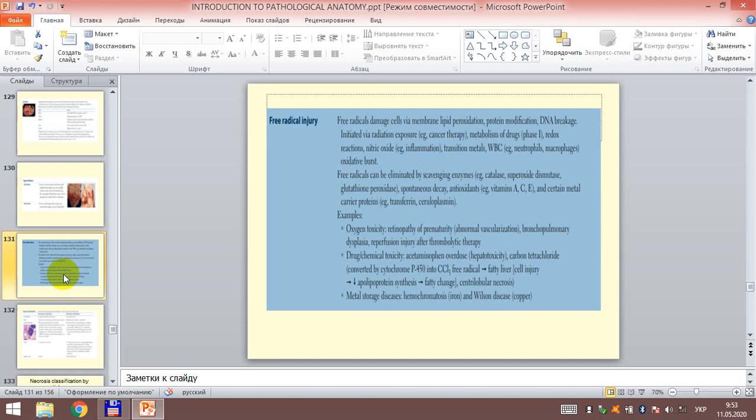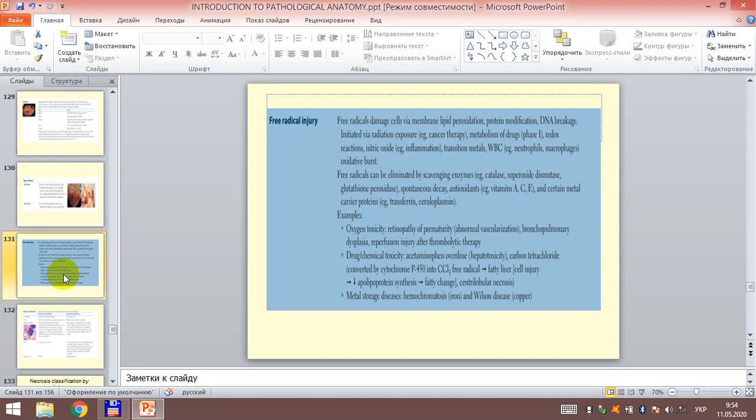Free radical injury. Free radicals damage cells by membrane lipid peroxidation, protein modification, and DNA breakage. Initiated via radiation exposure, cancer therapy, metabolism of drugs, phase 1 redox reactions, nitric oxide, inflammation, transition metals, neutrophils and macrophages, oxidative burst. Free radicals can be eliminated by scavenging enzymes: catalase, superoxide dismutase, glutathione peroxidase; spontaneous decay; antioxidants vitamin A, C, E; and certain metal carrier proteins, transferrin, ceruloplasmin.